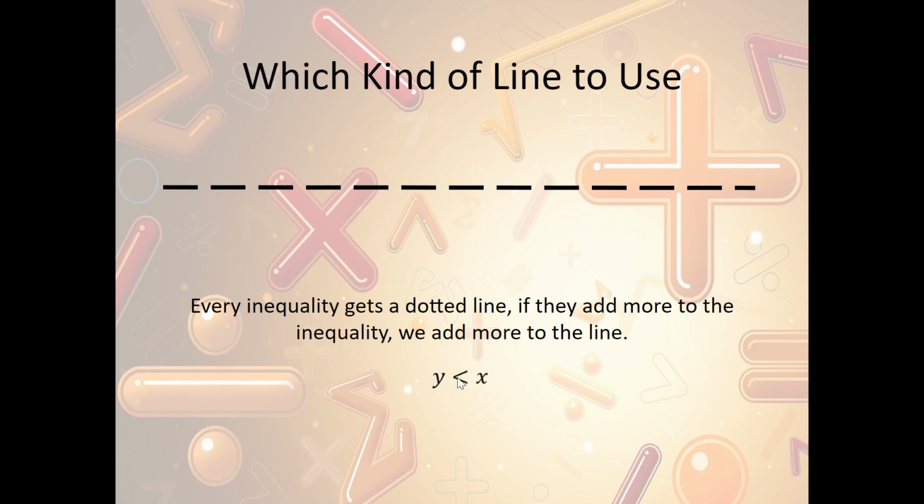So in this case, we have y is less than x. I'm looking if they added anything extra, meaning, did they add the bar here? If they didn't, which in this case they didn't, we'll leave it as it is and it stays as a dotted line.